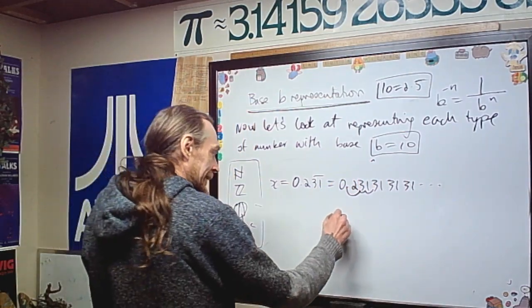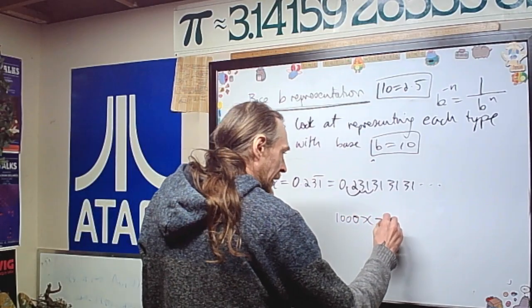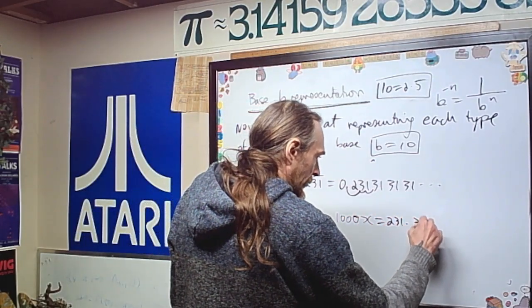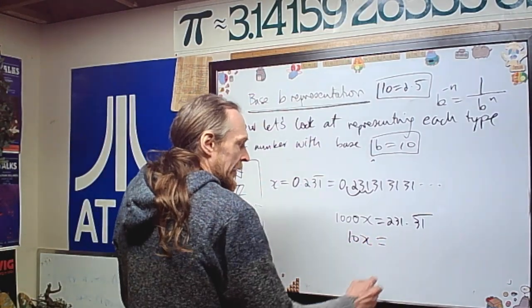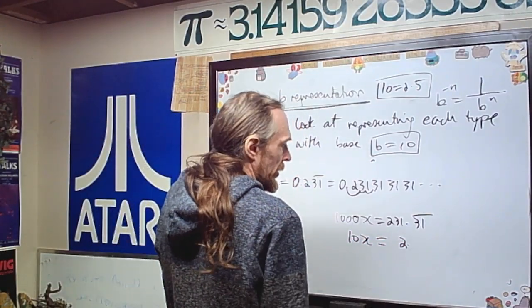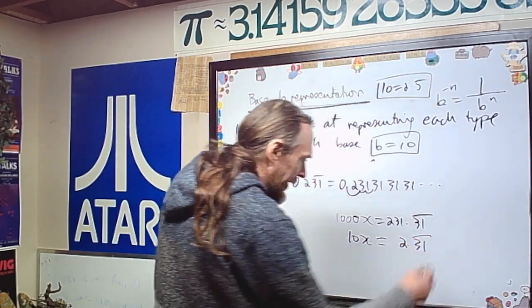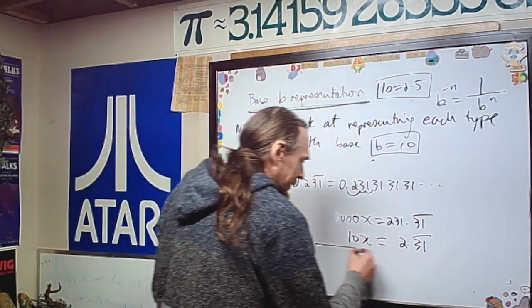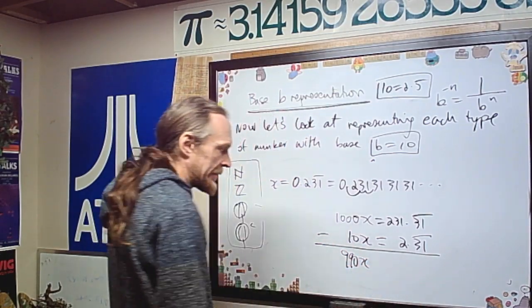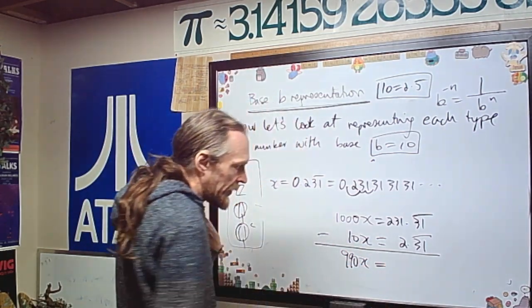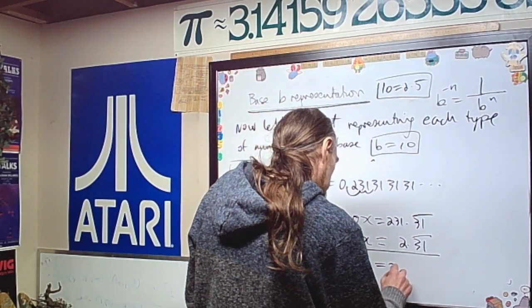So what I see is I could do 1000x, which would give me 231.31 repeating. And if I multiply by 10x, this will give me 2.31 repeating. And now we're in the same business. We can subtract. So I get 990x is equal to, what do I get now?